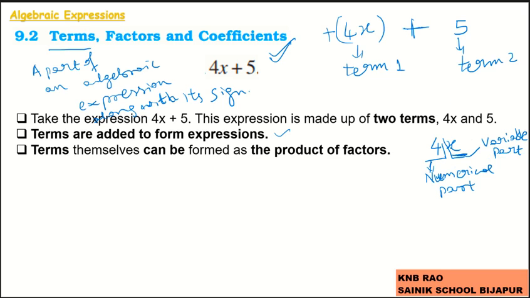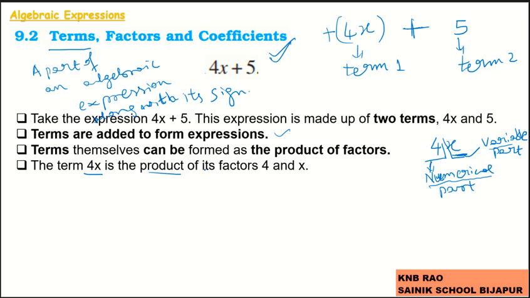So in this term 4x, I have two parts. One part is the numerical part, another part is the variable part. Variable part means all the letters whichever are there put together give you the variable portion. Only the number, that number alone is called the numerical part. So this numerical part and variable part are actually factors. When they are multiplied, you will get the term 4 into x. The term 4x is the product of 4 and x, which are called factors.